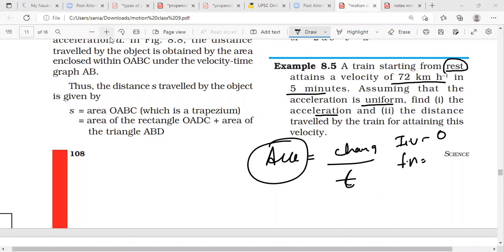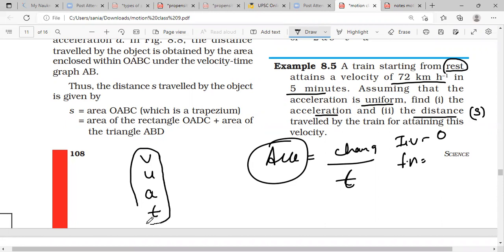Done, guys? Got the answer? Yes, ma'am. Okay. Now the second one is you have to find the distance. That means you have to find the S. So now what do you have? First of all, just write what you have. You have V, you have U, you have A. You have these two things and the T as well. You have these four things with you. You know the value of these four things? Yes. And what you have to find? You have to find S.